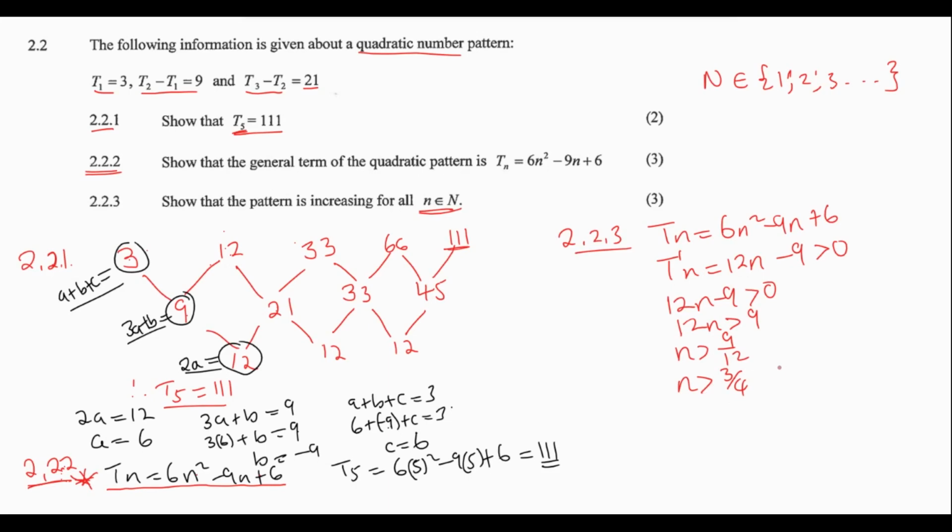n is greater than what? 0.75. And remember, n can only be a natural number. So it means n will be from 1 onwards.